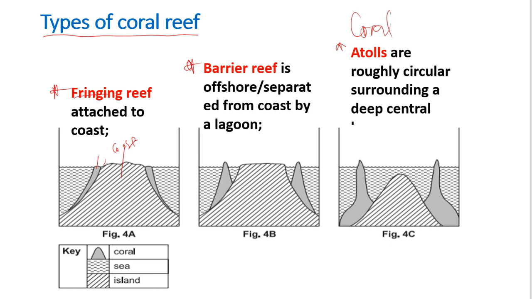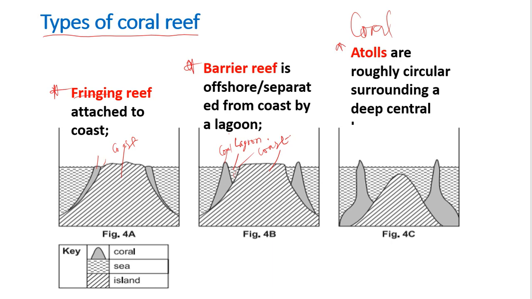Now, a barrier reef is when the coral is separated by a lagoon. It's usually offshore and is separated from the coast by a lagoon. So here should be the lagoon, this here is the coast, and this is the coral. The coral is not attached to the coastline; it is offshore and separated by a lagoon.